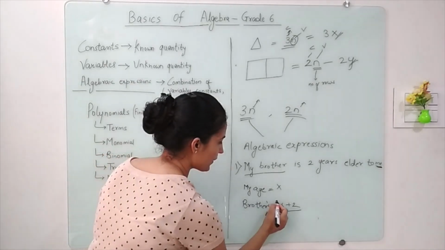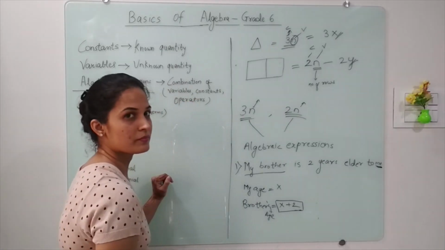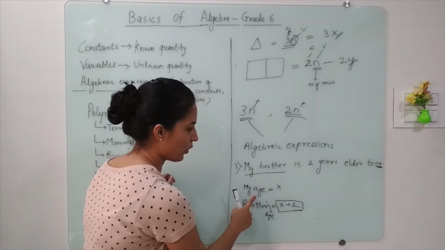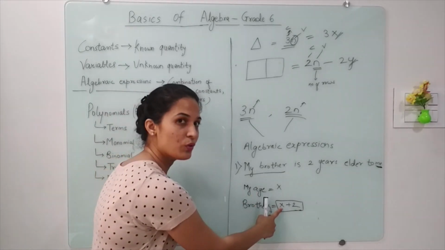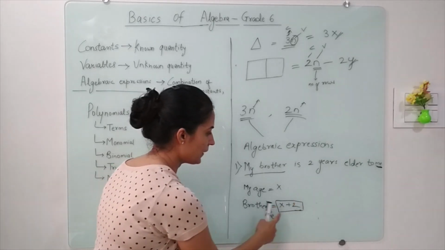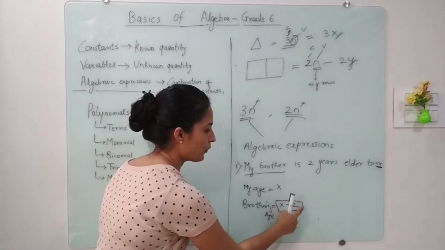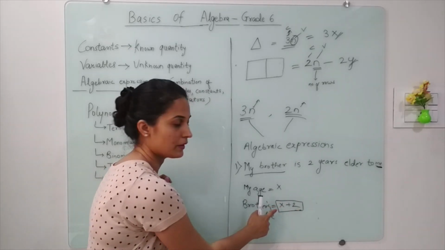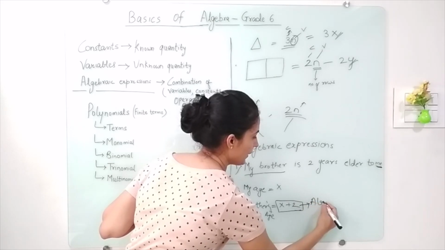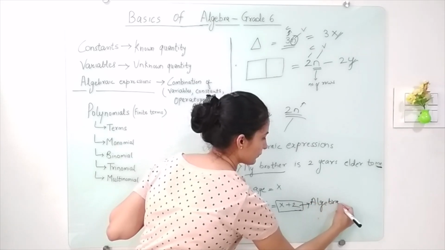Now what is this x plus 2? Because it contains a variable, I don't know what is the age of this boy. So this has an unknown quantity. Although this 2 is a constant, this complete term, this complete polynomial is having a variable. Hence, I call this particular expression an algebraic expression.